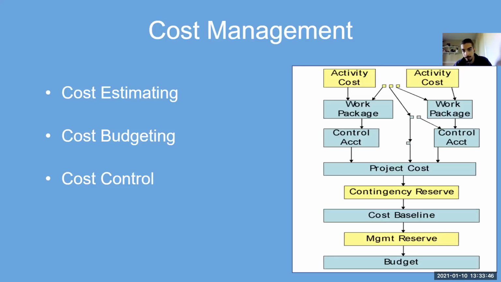And sometimes these work packages are assigned a control account, like a cost center in the organization. So all your outreach work can be charged to your project, but also they're charged to the outreach cost center, to that group, and vice versa. And you can kind of aggregate all of that and it becomes the project cost. Once you have the total for the project cost, we add something called contingency.